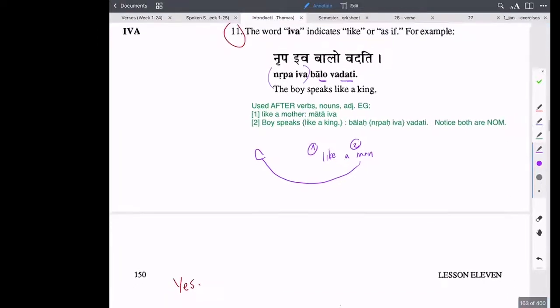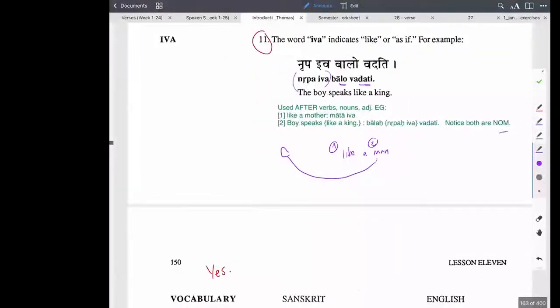And then it says here, notice that both are nominative, number 2, because the boy is not doing anything to the king. You're just equating them. The boy is like a king. Therefore, they're both nominative.